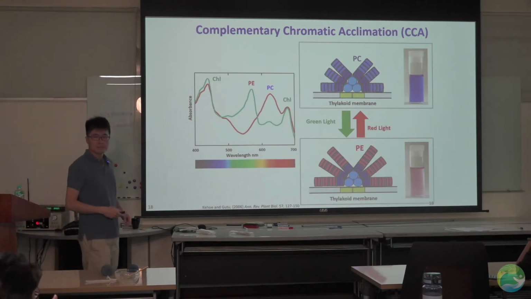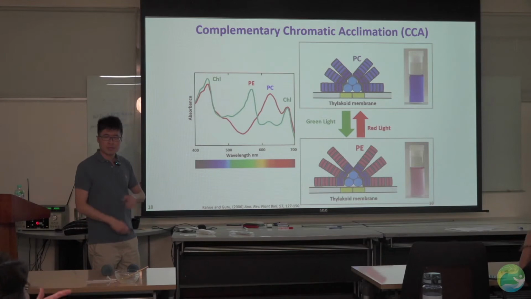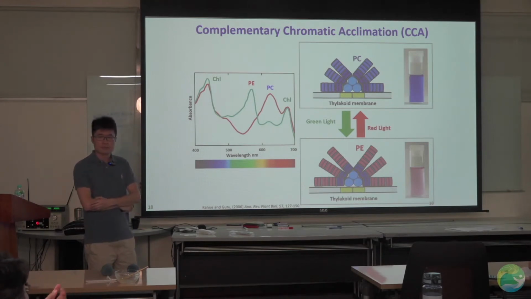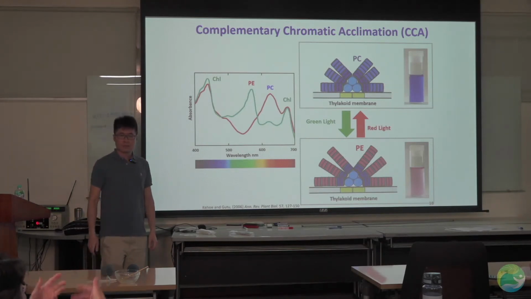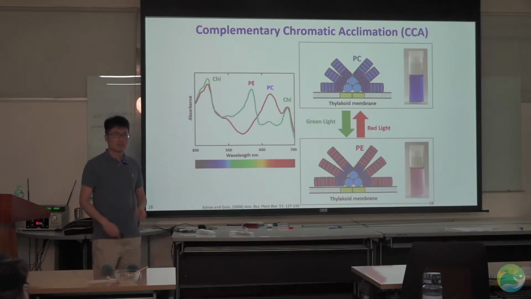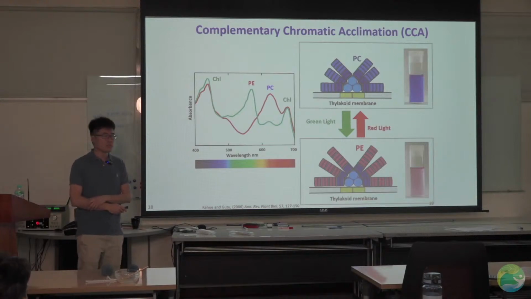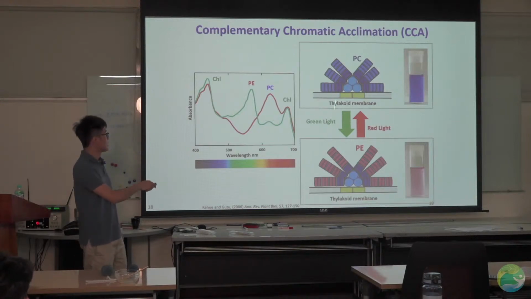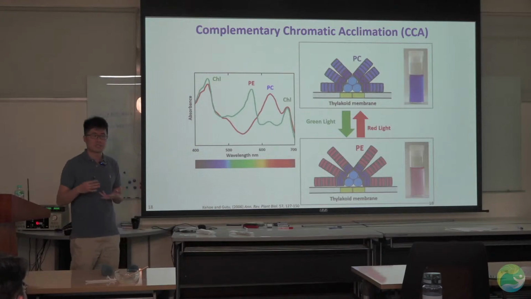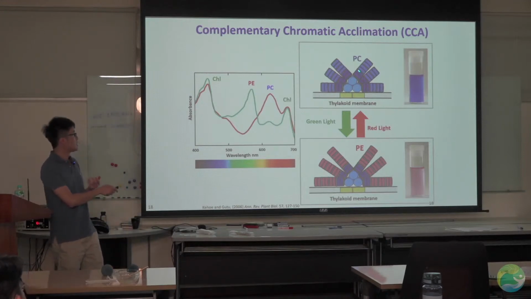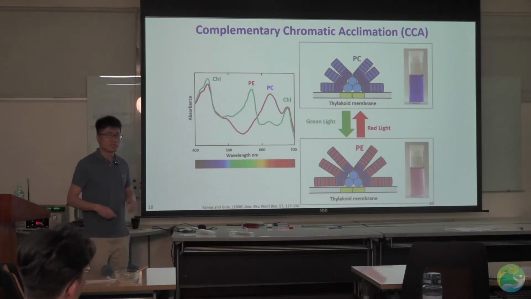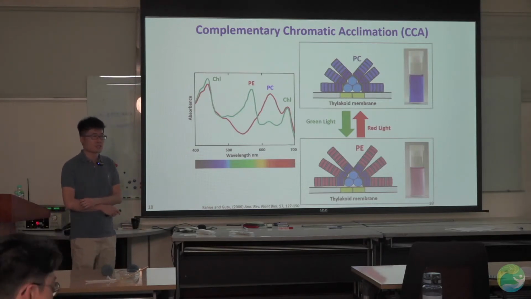So how fast can they change? How much time do they need to make a change? Several days. It's not a very fast process, because they need to remodel the whole phycobilisomes, synthesize the new proteins and replace the rod's composition. So it's not a very fast process.